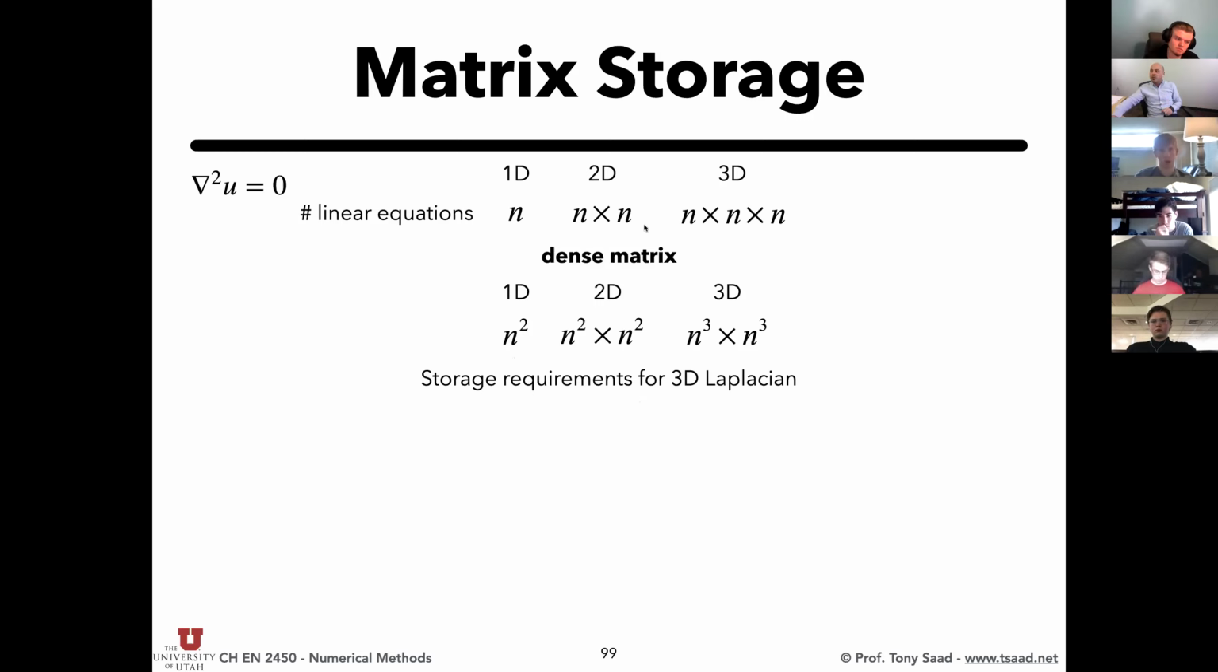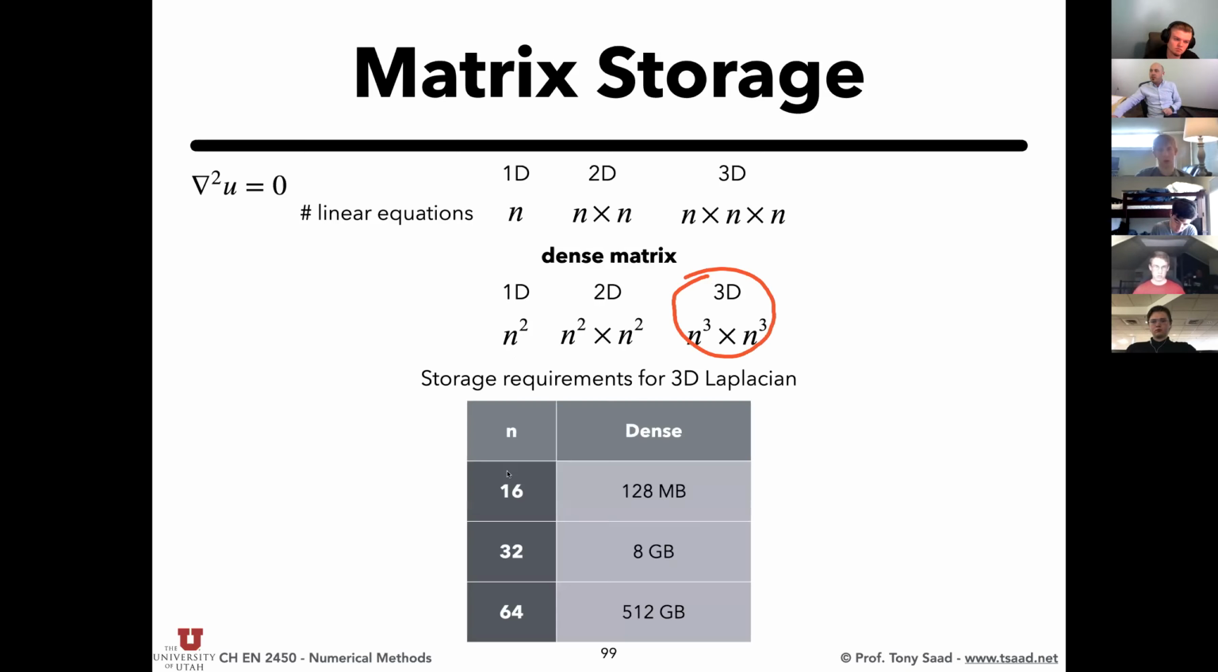Storage requirements now for the 3D Laplacian, this last one over here. Let me annotate this. Just out of curiosity, let me show you these requirements. For 16 points, that's nothing. There's just 16 points in each direction. That's horrible. Takes about 128 megabytes to store this matrix. For 32 points, only 32, that's still nothing. In each direction, it's 8 gigabytes to store this one matrix. And for 64, it's 512 gigabytes.